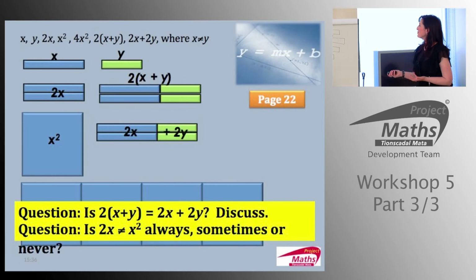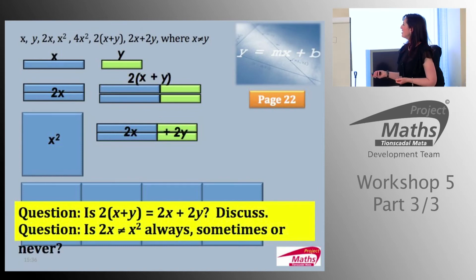So we have here then, we have our x and our y. So we have 2x. Then you had to draw x squared. Then you had to draw 4x squared. Then 2 on x plus y. So we add x plus y together and make 2 of them. Or another way of looking at it is 2 x's and 2 y's.